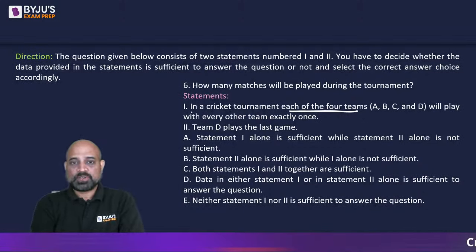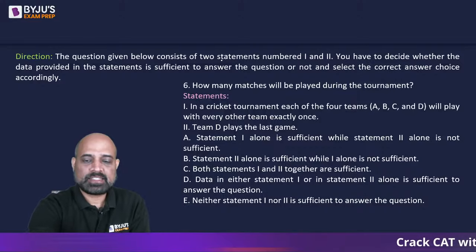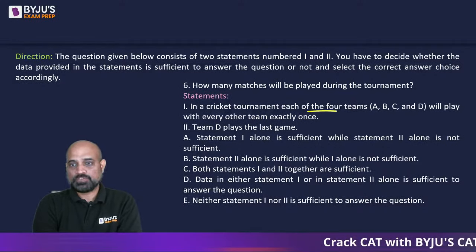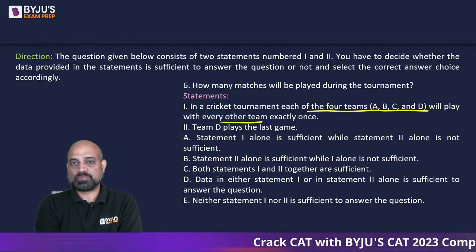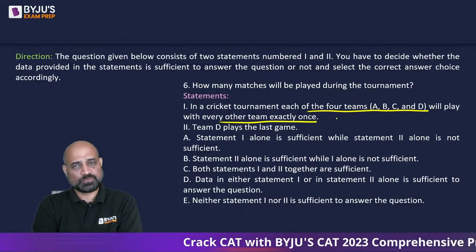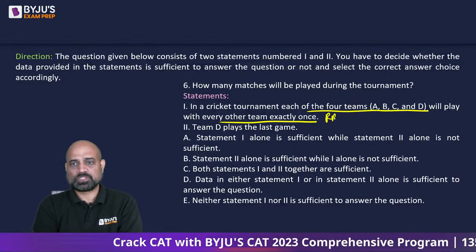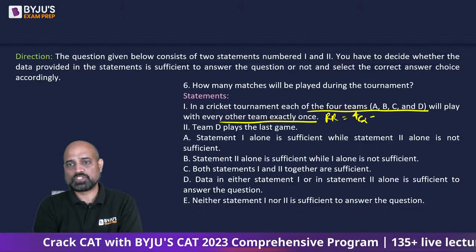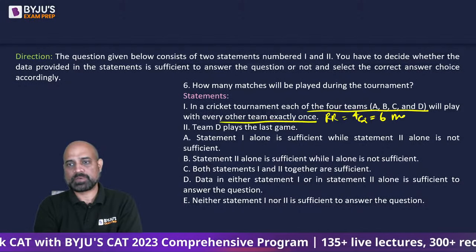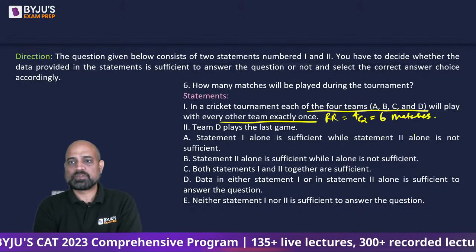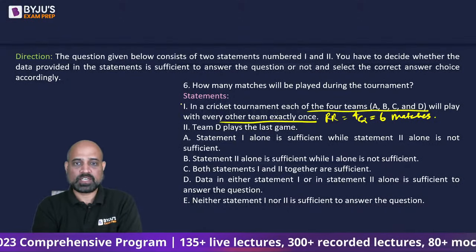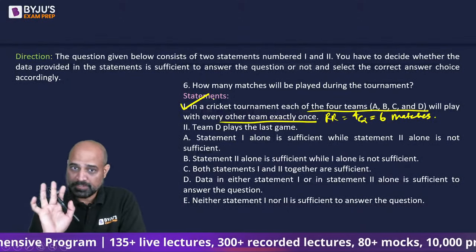So since we are looking at the first statement and it says each of the 4 teams, as in there are 4 teams and they'll play with every other team exactly once. We know that this is a round robin scenario where there are going to be 4C2, in other words 6 matches precisely. So there will be 6 matches in the tournament. So we can answer this question using first statement alone.